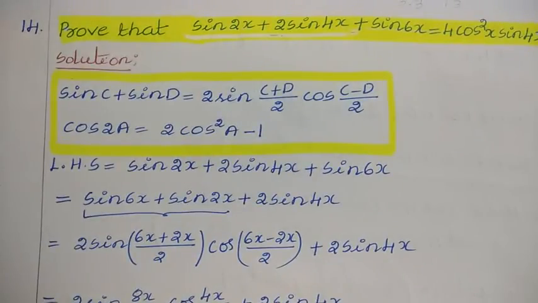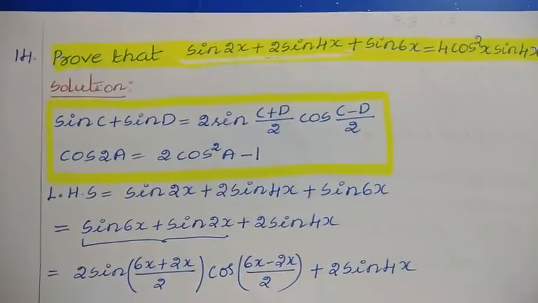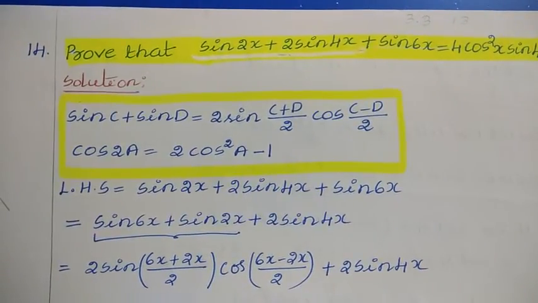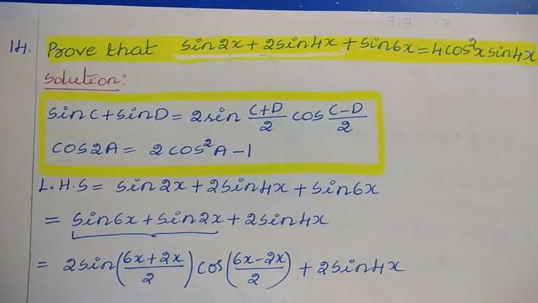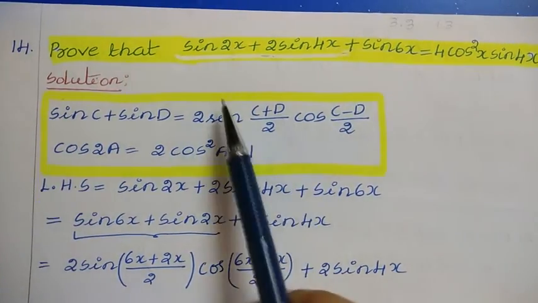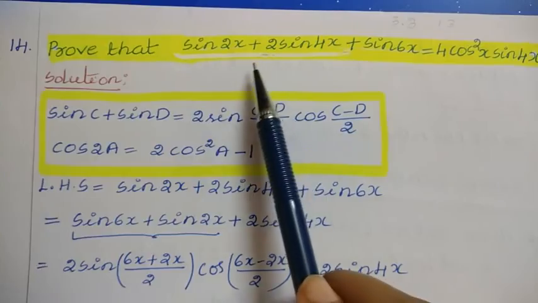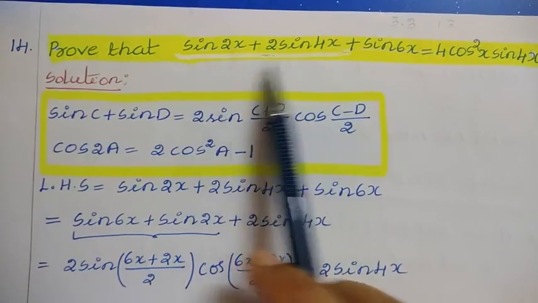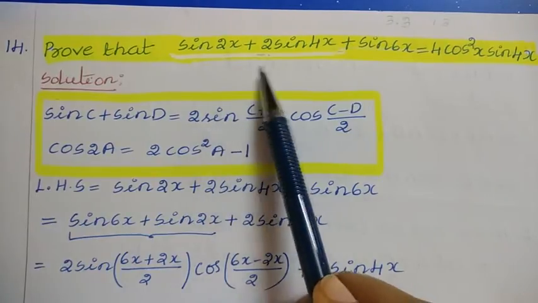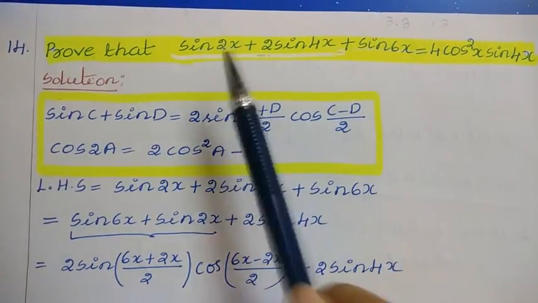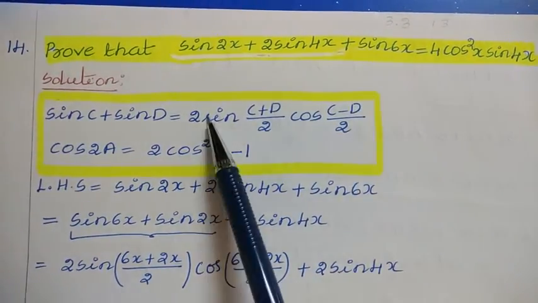Next we will discuss the 14th problem. Prove that sine 2x plus 2 sine 4x plus sine 6x is equal to 4 cos square x into sine 4x. Now you can see that we can use the formula of sine c plus sine d, as we have the sine symbol here. So I'm using that formula. We have sine 2x and sine 6x, so these two terms I can combine and use this formula.